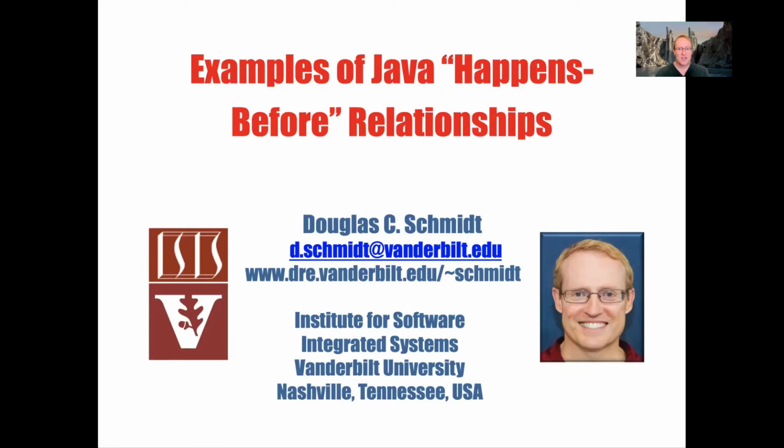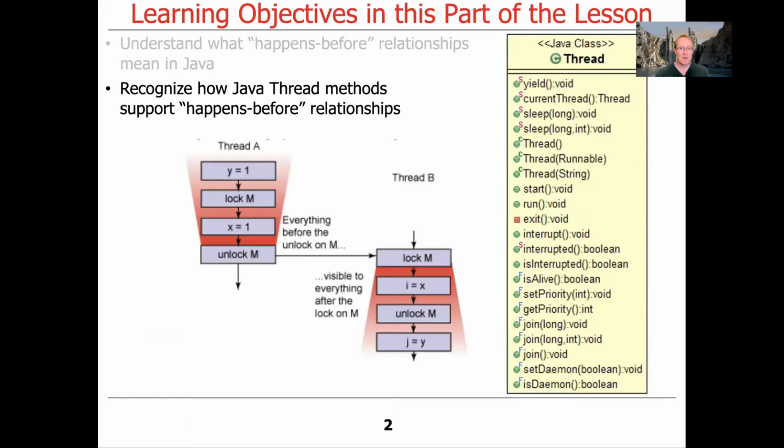So now that we've had a chance to talk a bit about the concept of happens before relationships, let's take a look at a number of different examples of happens before relationships that occur in Java. And we'll be focusing, of course, primarily on things that are part of the Java class libraries, part of the Java virtual machine. And you'll see a bunch of examples that should look very familiar to you by now because we've discussed them already.